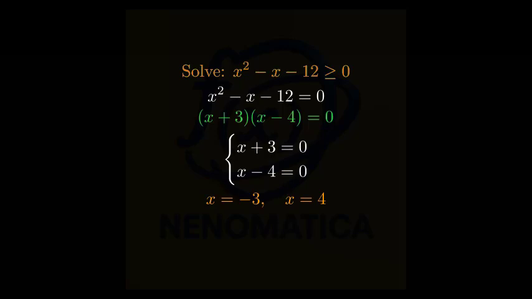We set x squared minus x minus 12 equal to 0. Now factor the quadratic. We look for 2 numbers that multiply to -12 and add to -1: -4 and +3. So the factorization is (x + 3)(x - 4) = 0. By the zero product property, either x plus 3 equals 0 or x minus 4 equals 0, giving x equals -3 and x equals 4. These are our critical points.